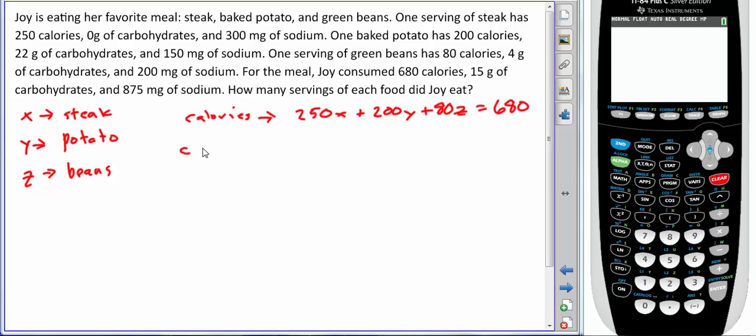Okay, the next equation would be carbs. So the steak is 0, so if you want to write it, you can, 0x, or you can just leave that blank. Let's see, 22 would come from each serving of baked potato, and then 15 from each serving of green beans. And again, it says that she consumed a grand total of 15 grams.